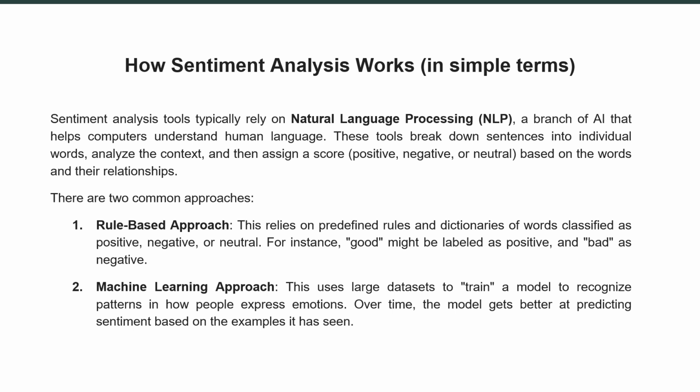The rule-based approach relies on predefined rules and dictionaries of words, so it's classified as positive, negative or neutral. For example, good might be labeled as positive and bad as negative. Another one is the machine learning approach. This uses large data sets to train a model to recognize patterns in how people express emotions. Over time the model gets better at predicting sentiment based on the examples it has seen.